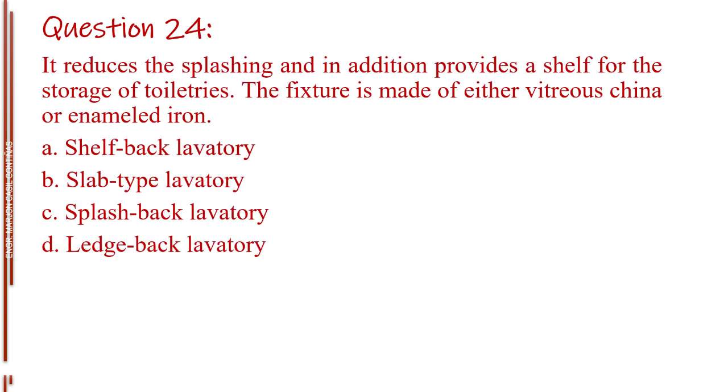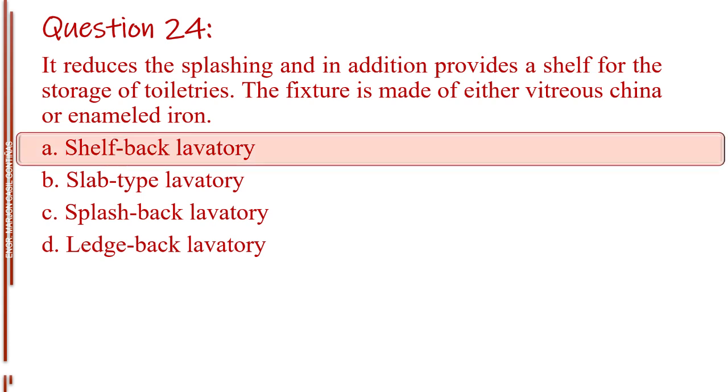Question number 24. It reduces the splashing and in addition provides a shelf for the storage of toiletries. The fixture is made of either vitreous china or enameled iron. Letter A, shelf-back lavatory. Letter B, slab-type lavatory. Letter C, splashback lavatory. Letter D, ledge-back lavatory. The answer is letter A, shelf-back lavatory.